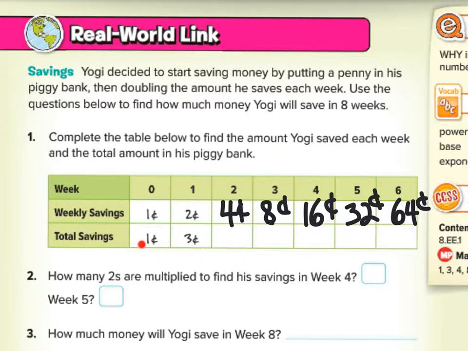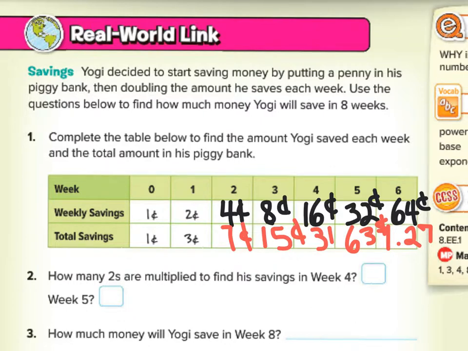So we have 1 plus 2 is 3. 3 plus 4 is 7. Let's change that to red, 7 cents. And then we continue with 7 plus 8 is 15 cents. 15 plus 16 is 31 cents. I can't fit the cent symbol in there. 31 plus 32 is 63 cents. And 63 plus 64 is $1.27. Right? $1.27.